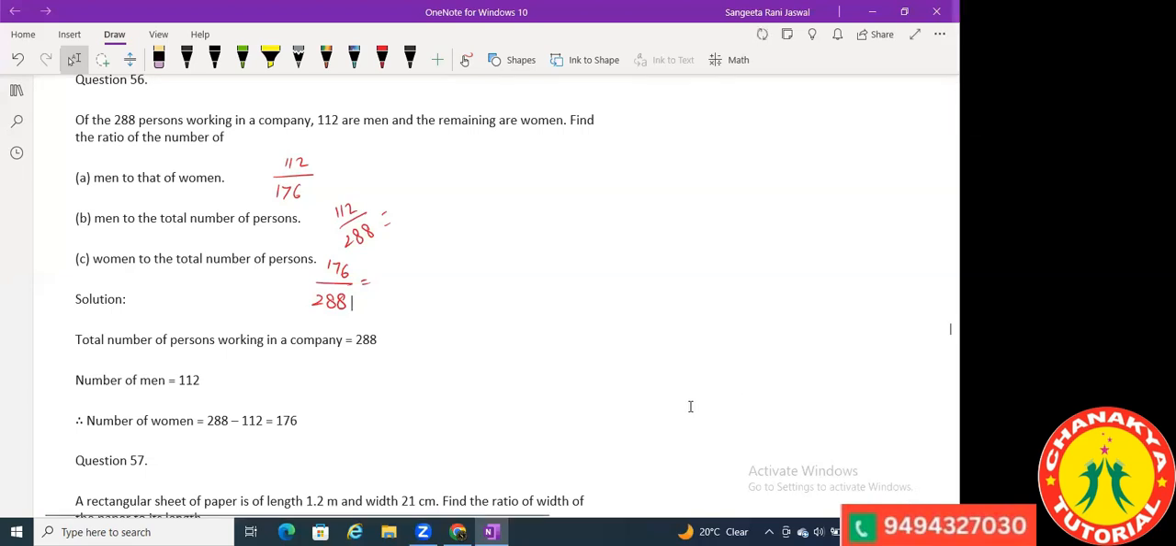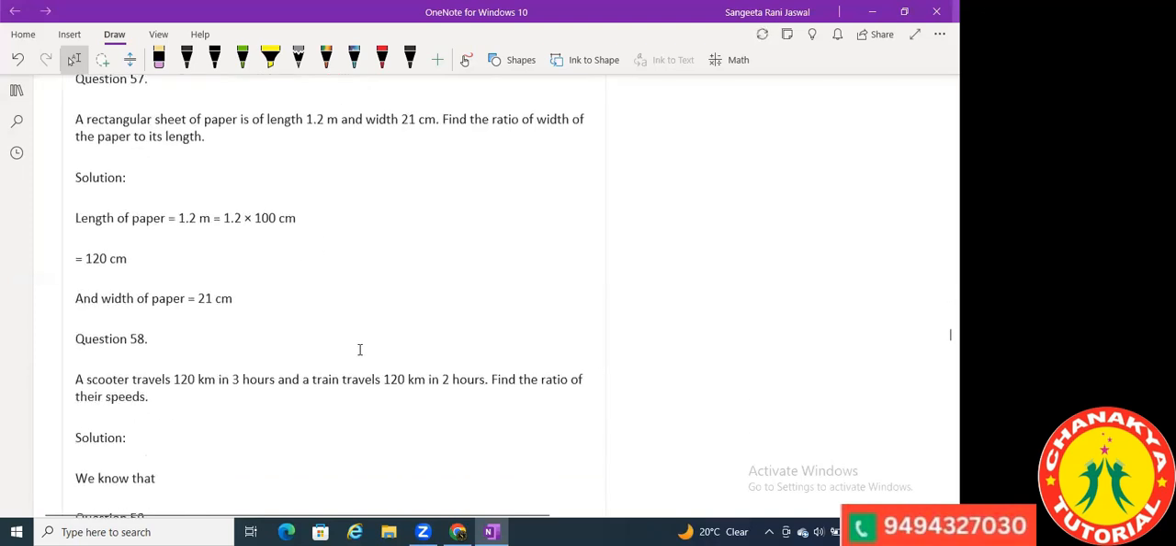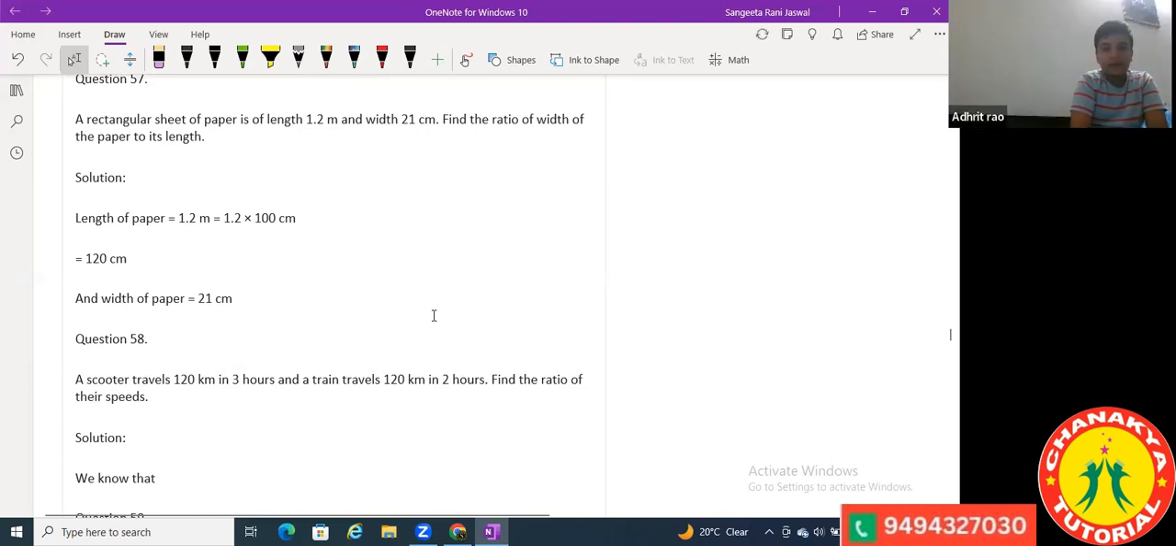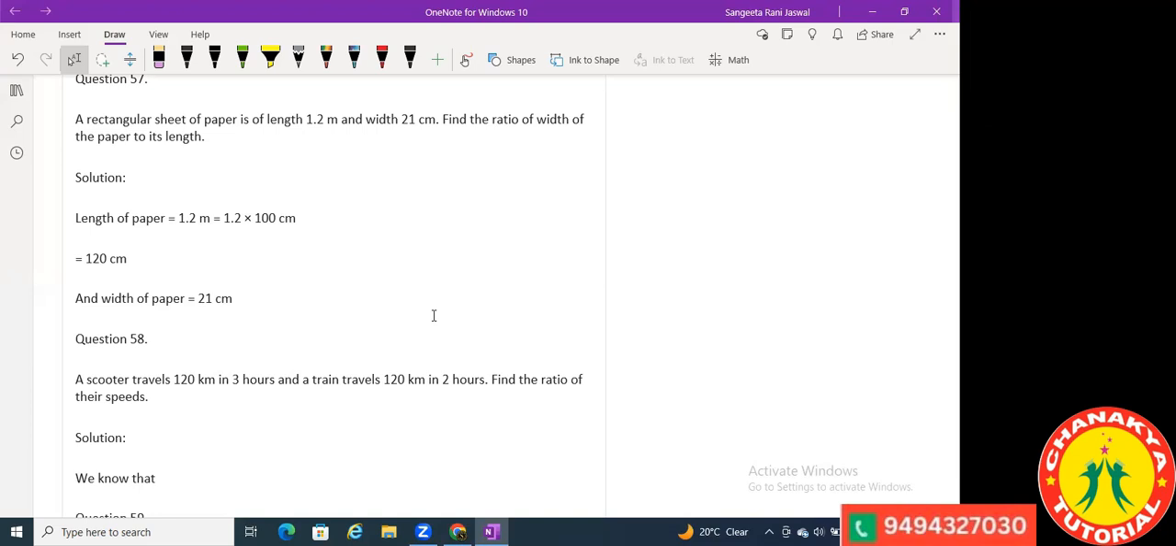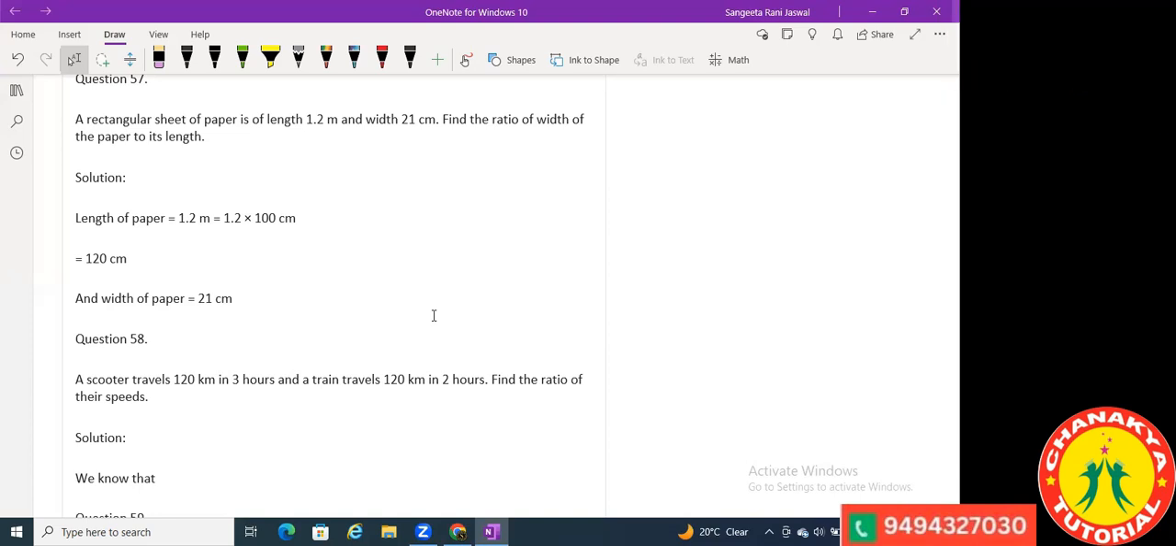Okay, now Adrit, you read the next question. Adrit will read the next question. Yes, Adrit, question number 57. A rectangular sheet of paper is 1.2 meter long and width 21 centimeter. Find the ratio of width of the paper to its length. Ma'am, first we need to convert it to centimeter. Yes, you need to convert it to the same unit. So convert it to centimeters. Very good. Adrit will do.